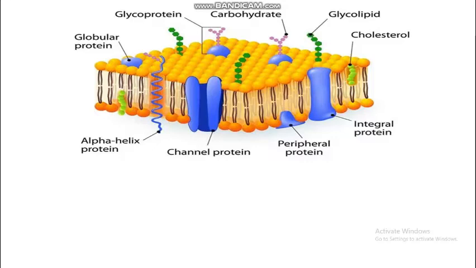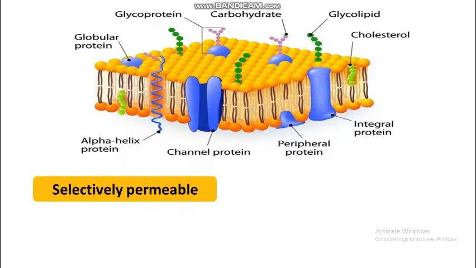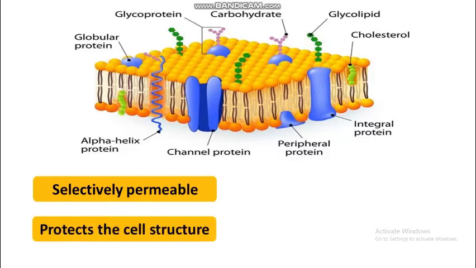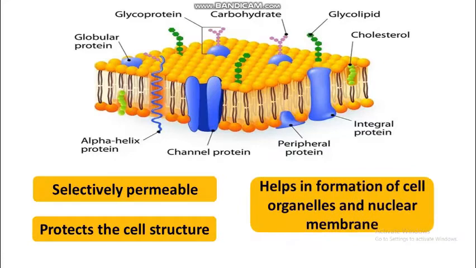Now, the cell membrane is also a biological membrane that separates the interior of all the cells from the outside environment. Let us also see the function of the cell membrane. It is selectively permeable. It protects the cell structure. It helps in formation of cell organelles and nuclear membrane.